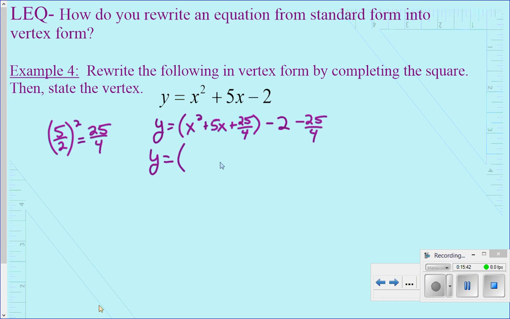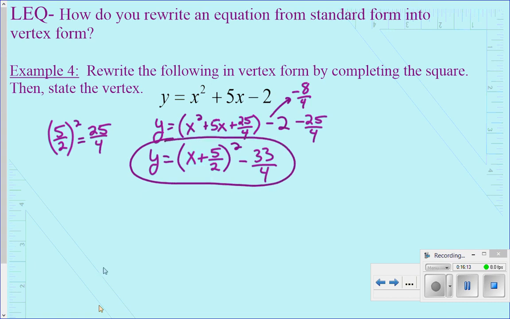So I have a binomial squared. Again, I'm looking over here. What I had before I squared was positive 5 halves. And then I need to combine negative 2 and negative 25 fourths. Well, I need to get negative 2 into fourths. So that's negative 8 fourths. Negative 8 fourths minus 25 fourths is negative 33 fourths. That is my equation in vertex form.